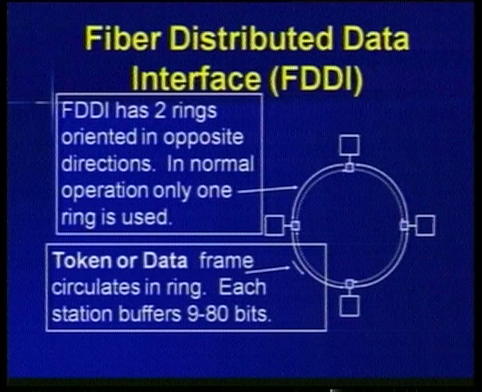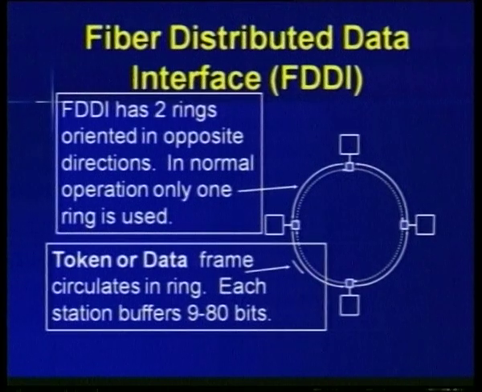Now, the token or the data frame will circulate in the ring. Each station can buffer about 9 to 80 bits. Again, you can see that this is different from the 802.5 protocol. In the 802.5 protocol, each station typically buffers only 1 bit of data. It just looks at 1 bit of data, examines that and passes it along. Whereas in the case of FDDI, each station can buffer anywhere from 9 to 80 bits of data.